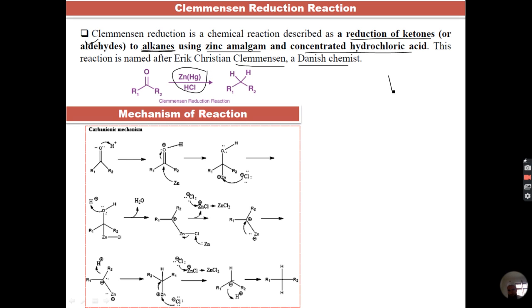Zinc amalgam, you might have seen the word. Let's say this is zinc, the element zinc, and this is coated with mercury. So the piece of zinc is coated with mercury. We know zinc is highly electropositive. It belongs to the transition series, and since it's highly electropositive, it will give the electrons easily. Any species that can give electrons can act as a reducing agent. So we have this coating of mercury here.